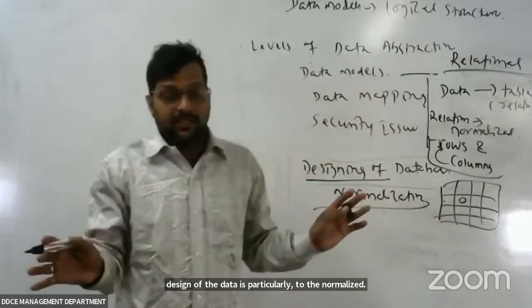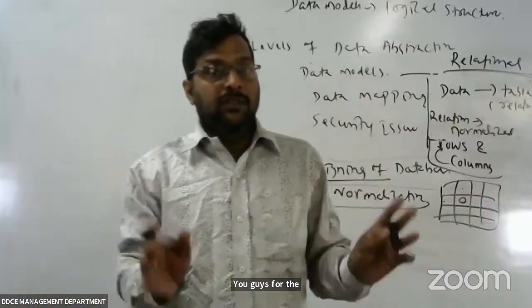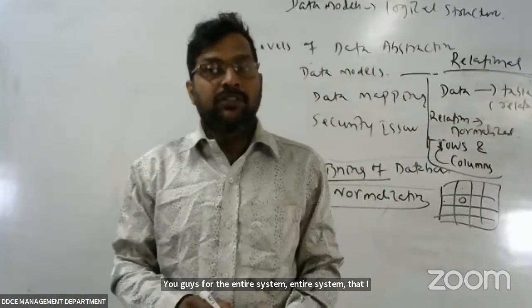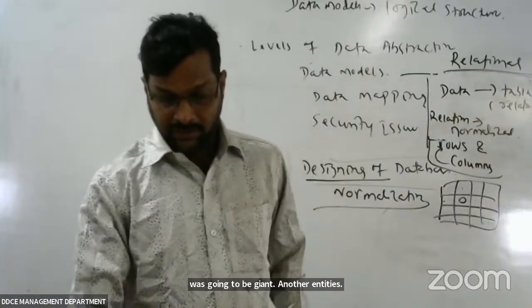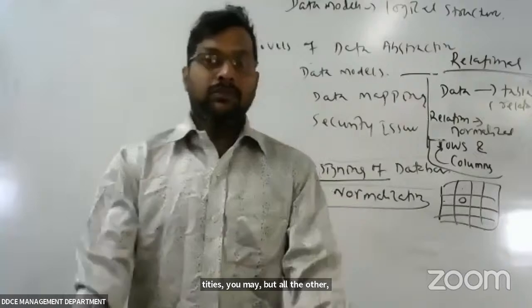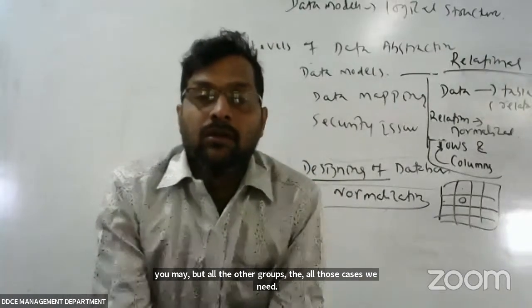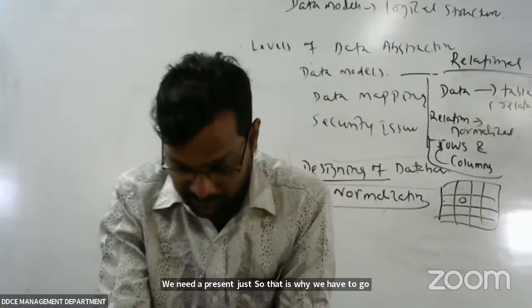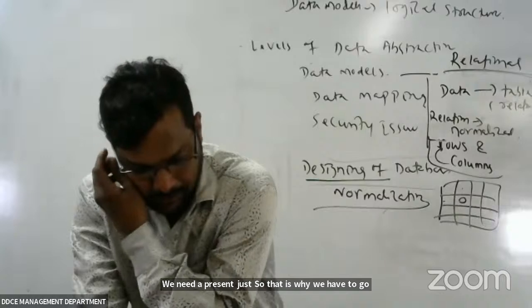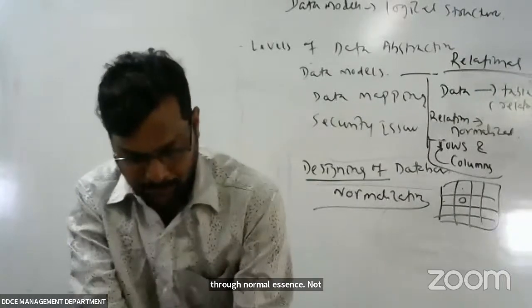For the entire system, a database will be designed. What are the entities? What are the attributes? What are the relationship types? All those cases we need to represent. That is why we have to go through normalization, which has different rules.